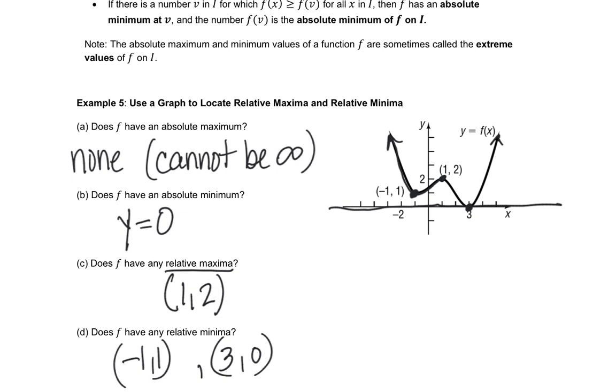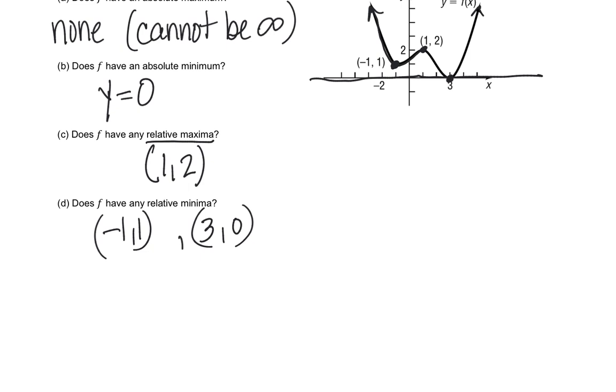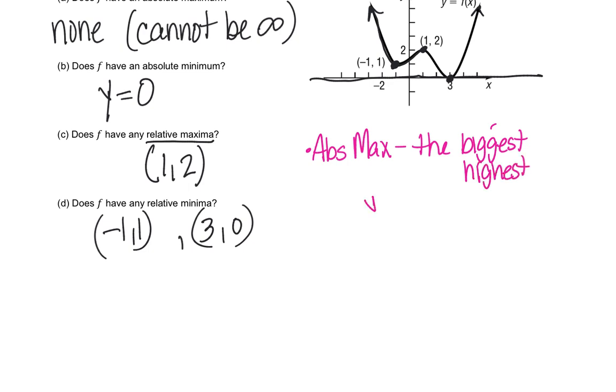So you're going to put some information in this little blank spot here in the lower left corner, all right? This will help you. An absolute maximum is the biggest or highest y value for the function.